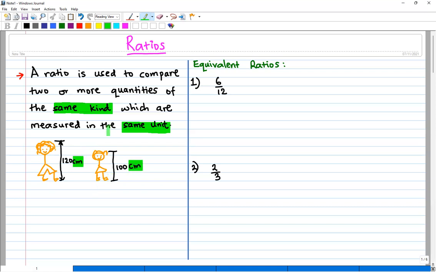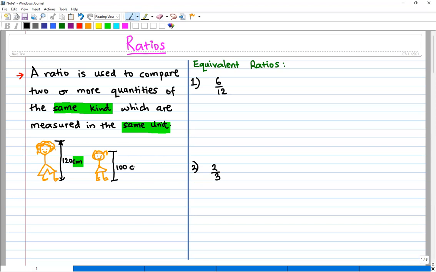Okay. But if, let's say, this one is in feet, then we cannot compare them. To compare them, then we must convert feet to centimeters. Then we go ahead to compare them. So that's why we are saying that the units must be of the same kind. So they must be having the same unit.